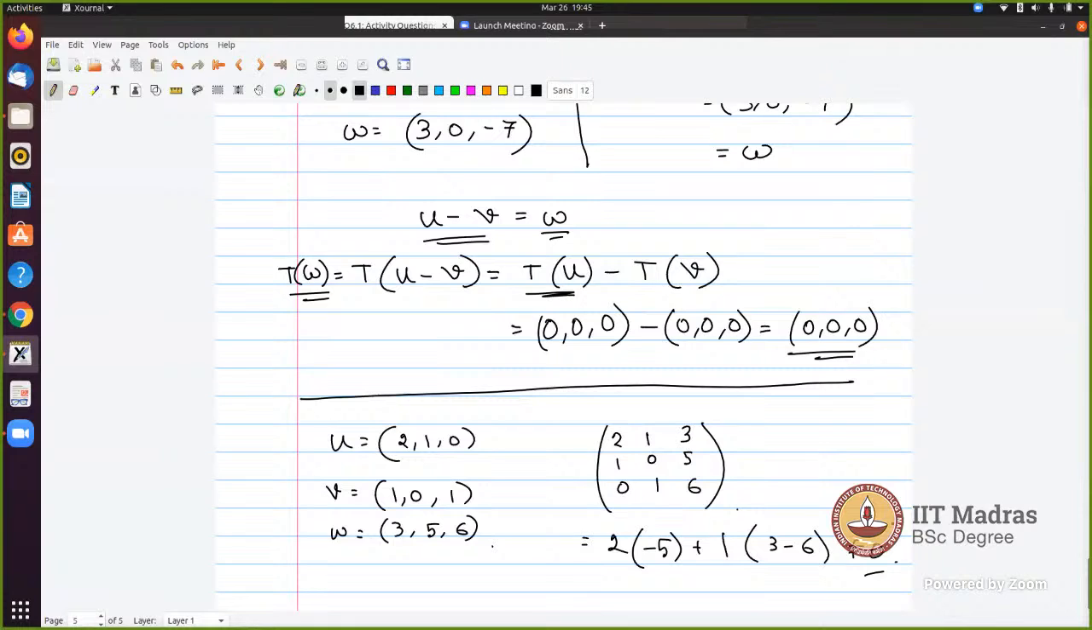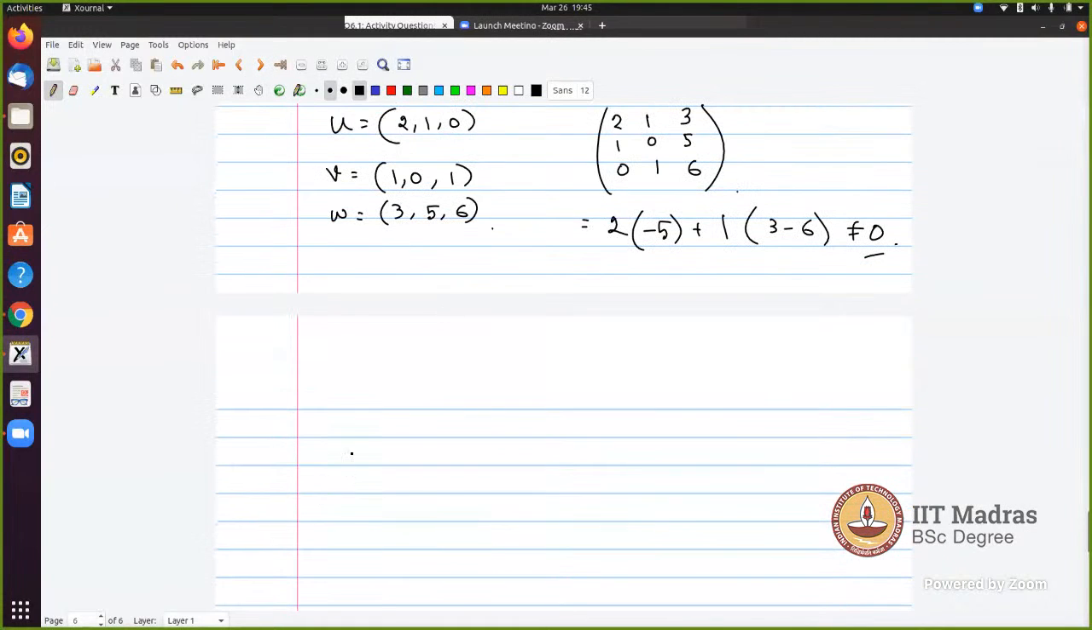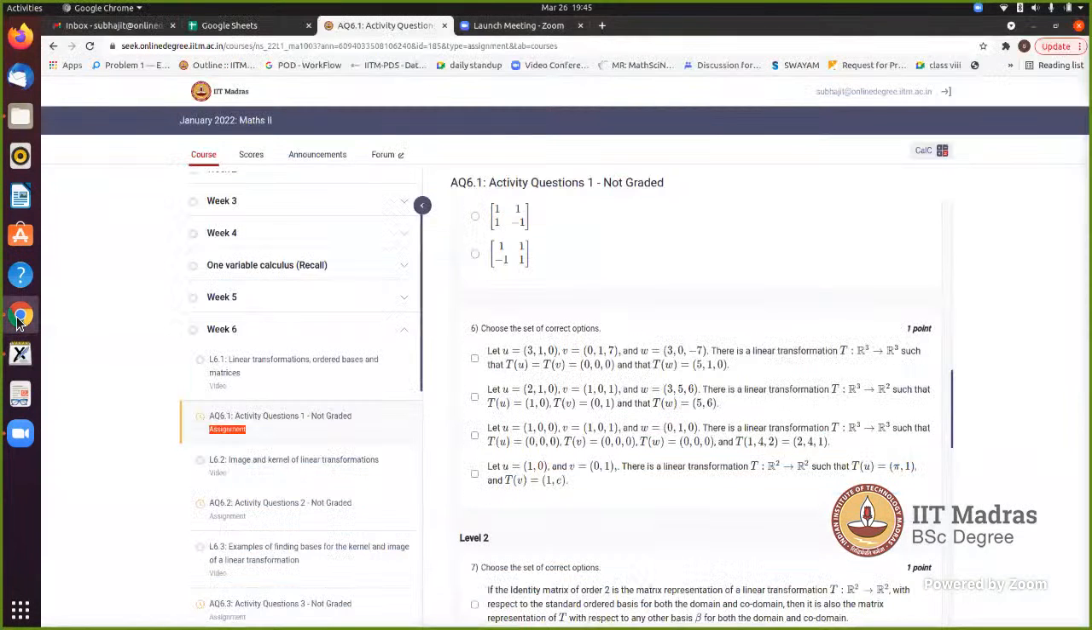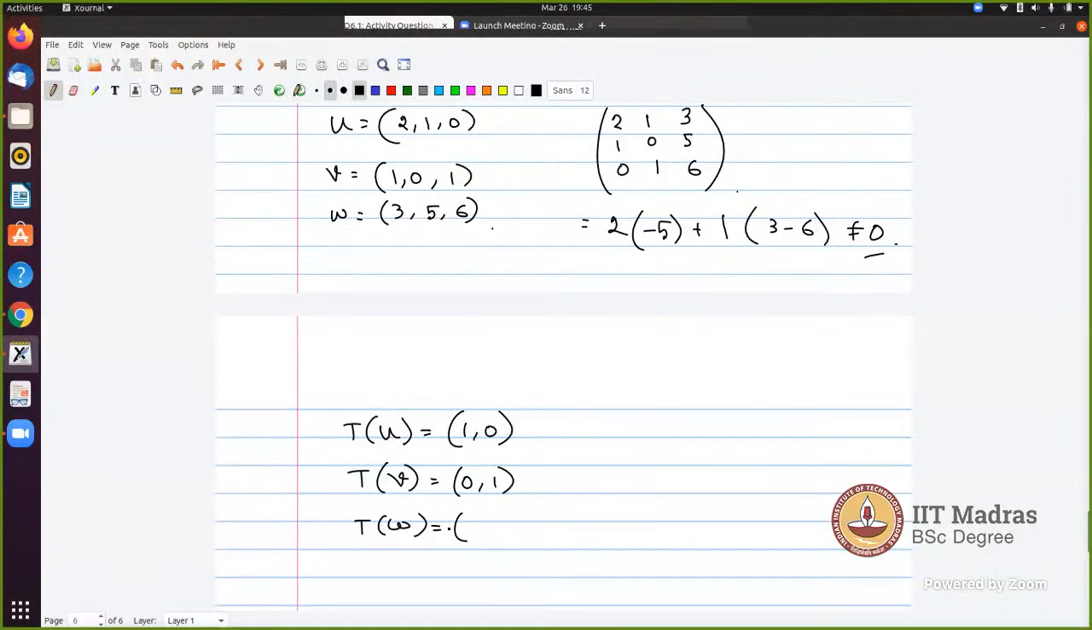So here we are taking these three vectors, which are linearly independent, right? Now what is given? TU is equal to 10. TV is 01. And TW? What is TW? We need to see that. Okay, 5, 6.